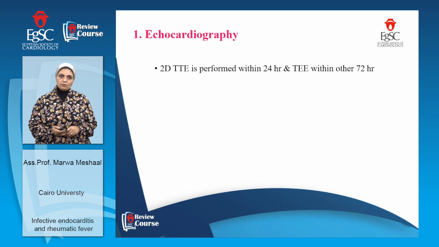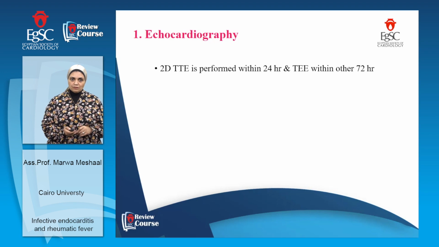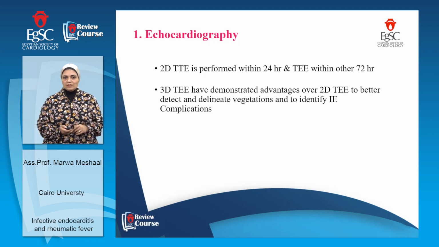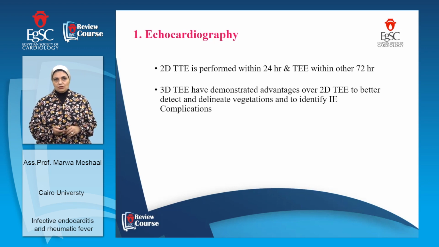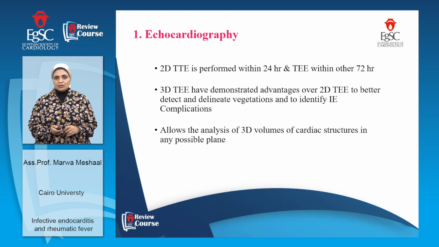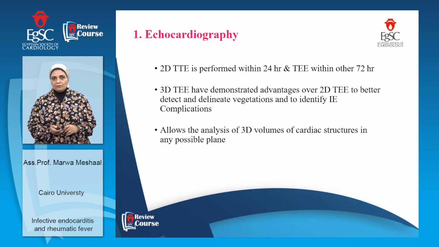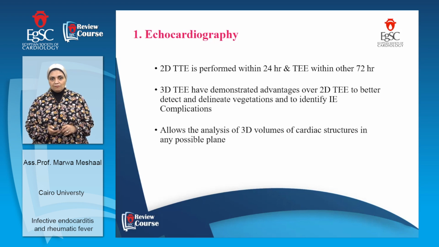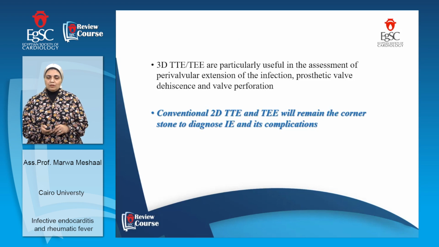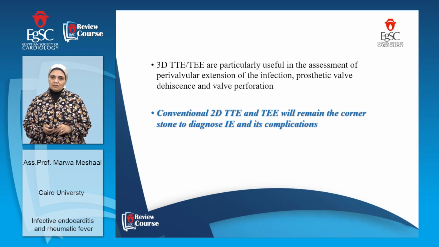The cornerstone for the diagnosis of infective endocarditis, 2D transthoracic and transesophageal echo, is usually performed within the first 24 to 72 hours of admission. Three-dimensional transthoracic and transesophageal echo have demonstrated advantages over the 2D echo. However, it's not yet adopted as a routine examination. It's helpful to detect perivalvular extension, to detect perforation, and to detect the size and anatomy of paravalvular leak, particularly after prosthetic valve implantation and in prosthetic valve infective endocarditis. Yet, the conventional two-dimensional transthoracic and transesophageal echo will remain the cornerstone for the essential diagnosis, and it's difficult to replace.